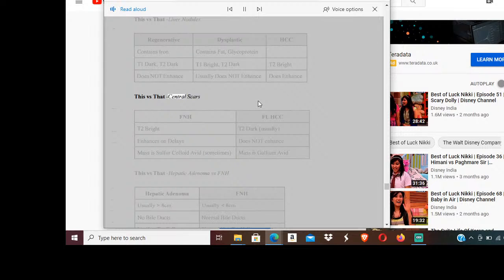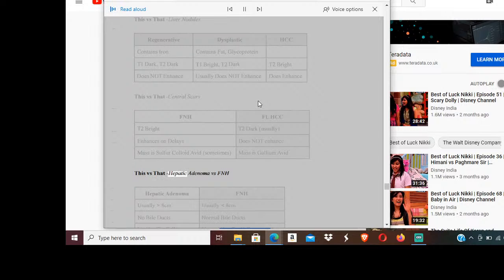This vs that, central scars. FNH, FL HCC. T2 bright, T2 dark. Usually enhances on delays, does not enhance. MAC, S is sulfur colloid avid, sometimes. Mass is gallium avid.